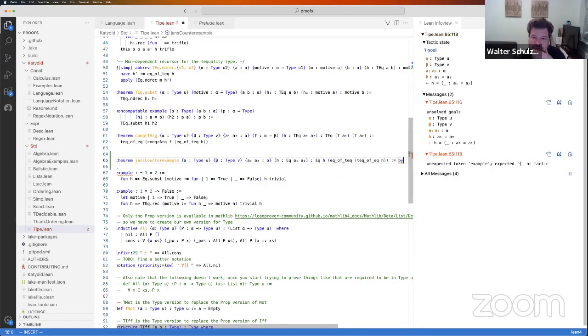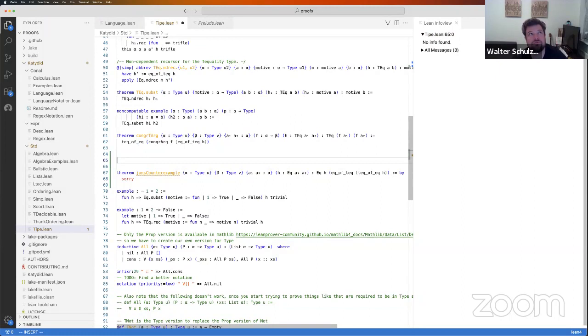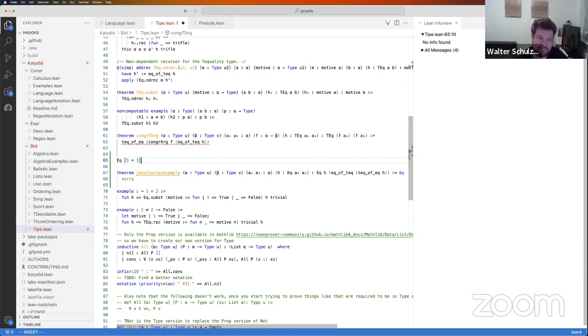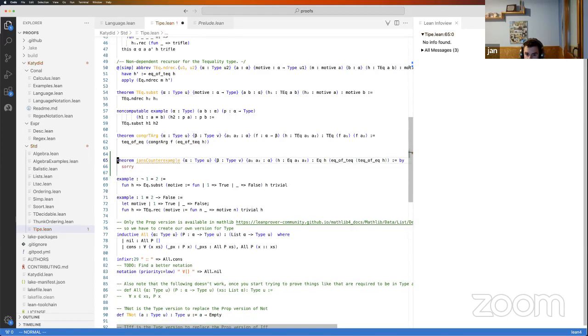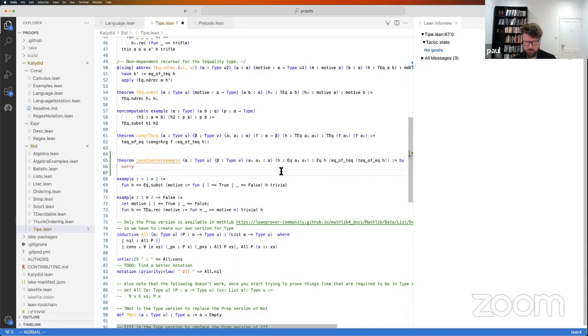No, because you can't prove that props are equal to each other. You can't say EQ 1 equals 1, 1 equals 1. You can't prove that. Interesting. In this case, sure. But what about with H? H is of type EQ.